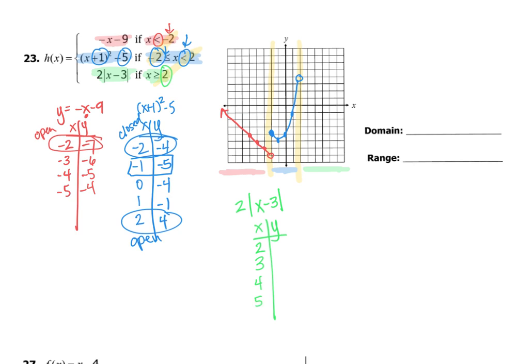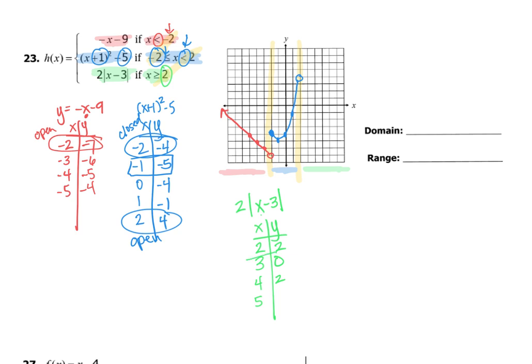So when x is 2, y is going to be 2. Okay. When x is 3, we have 3 minus 3 inside. 3 minus 3 is going to be 0. So 2 times 0 is still 0. When we plug in 4, we have 4 minus 3 is 1. 1 times 2 is 2.